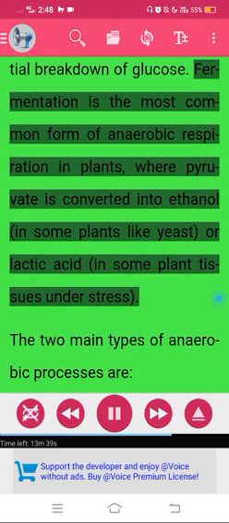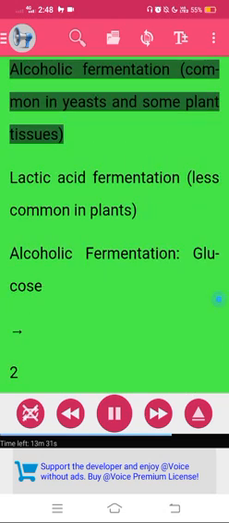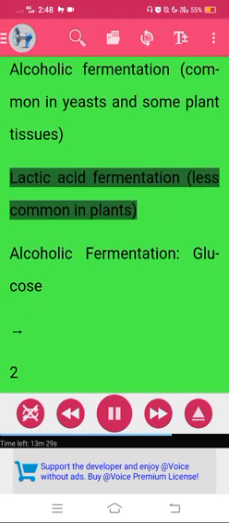Fermentation is the most common form of anaerobic respiration in plants, where pyruvate is converted into ethanol in some plants like yeast, or lactic acid in some plant tissues under stress. The 2 main types of anaerobic processes are alcoholic fermentation, common in yeast and some plant tissues, and lactic acid fermentation, less common in plants.